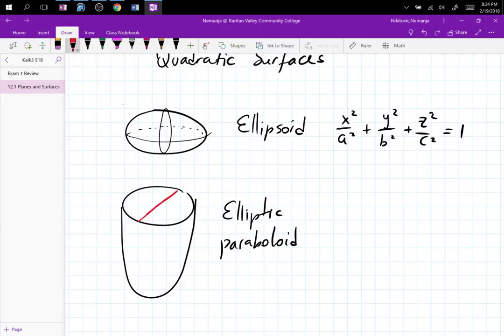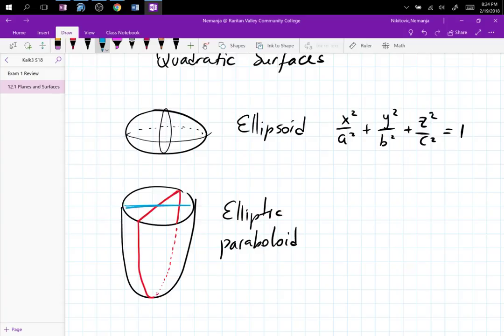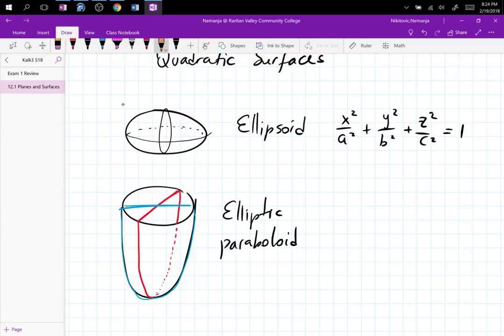See, if this is an x cut, it goes like this. Isn't this a parabola? Yes, it is. And now cut y. The y cut is this way. Let's use blue for a y cut. If you use the y cut, you just have the parabola that you actually can see. And if you use this one, the z cut, you get the ellipse.